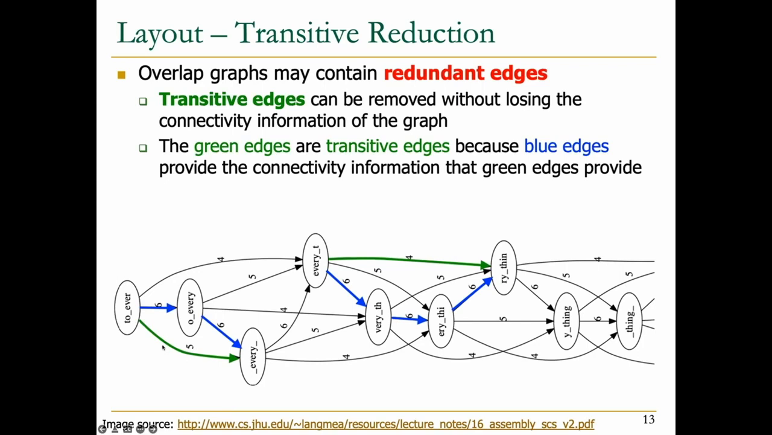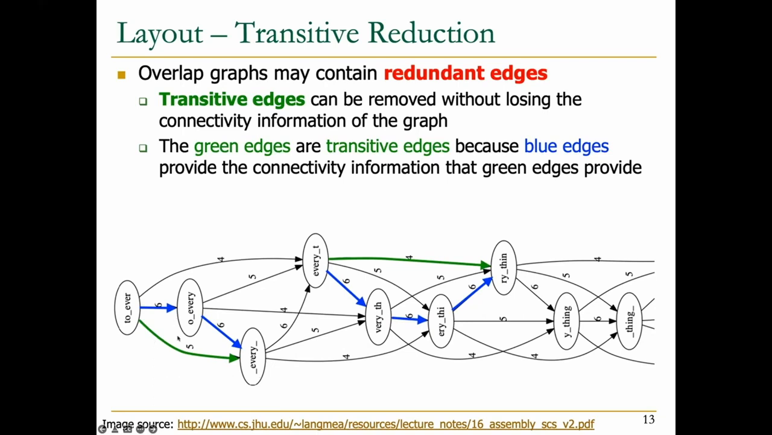All right, I should keep that connectivity information. But are there any paths that provide me the same connectivity? And the answer is yes. In this example, the blue edges also provide the same connectivity. Why? Because I can start from this node, visit this node, and then visit this node. But essentially, I started from here and then ended here. So I'm still keeping the same connectivity information. In this case, the green edge here is the transitive edge. So why is the blue one not the transitive edge, but the green one?